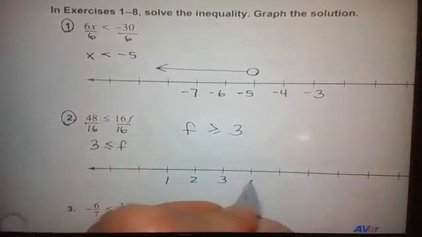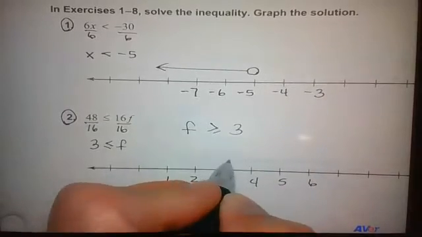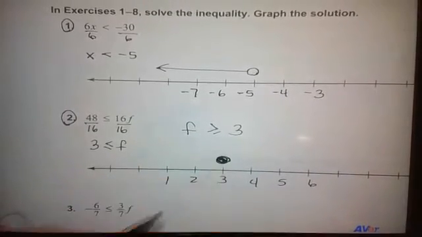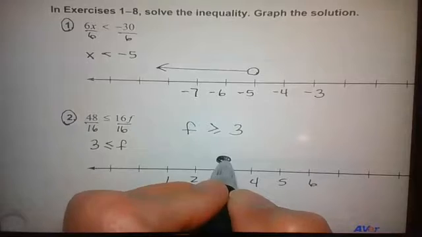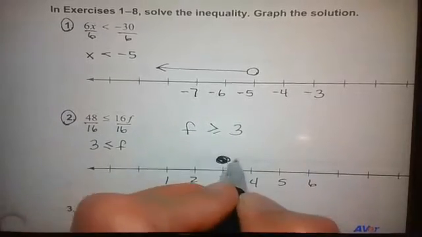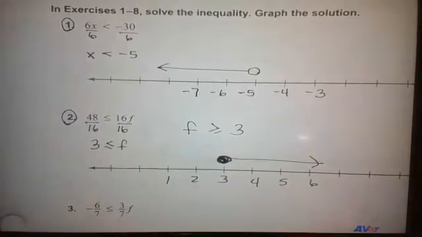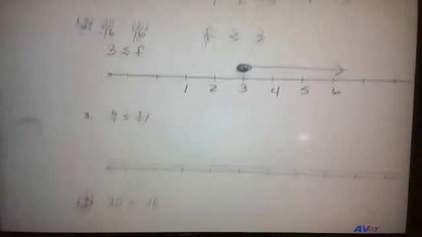3, 2, 1, 4, 5, 6. Filled in circle, everybody. And all of the answers that are bigger than 3, so it goes to the right. Beautiful, beautiful writing.